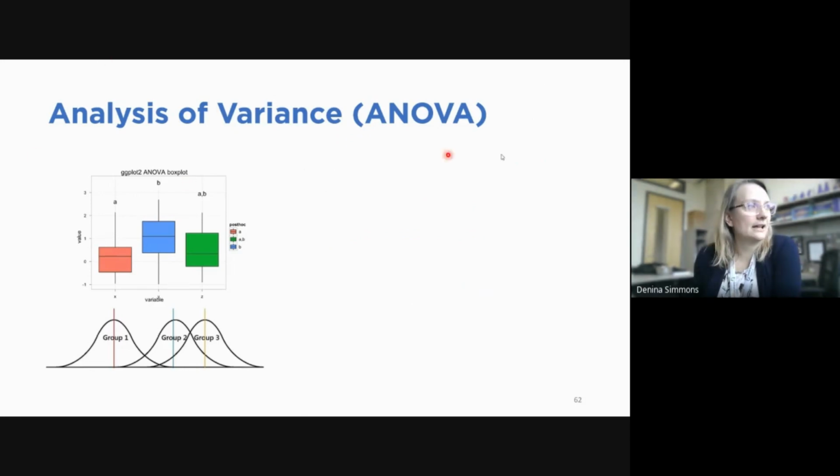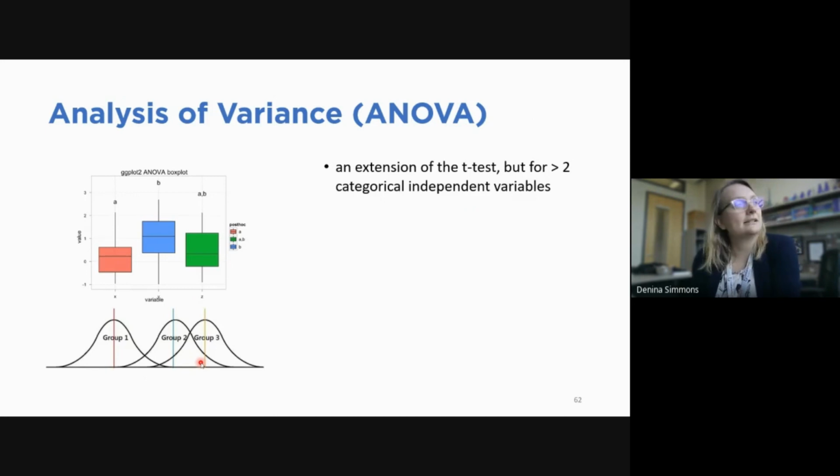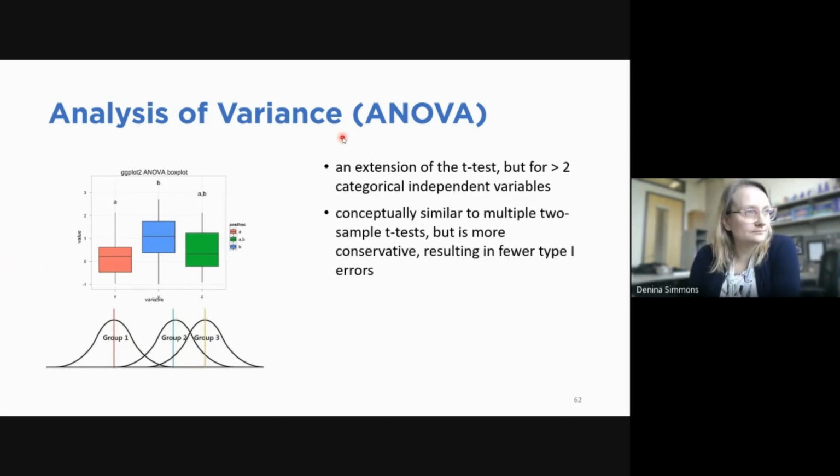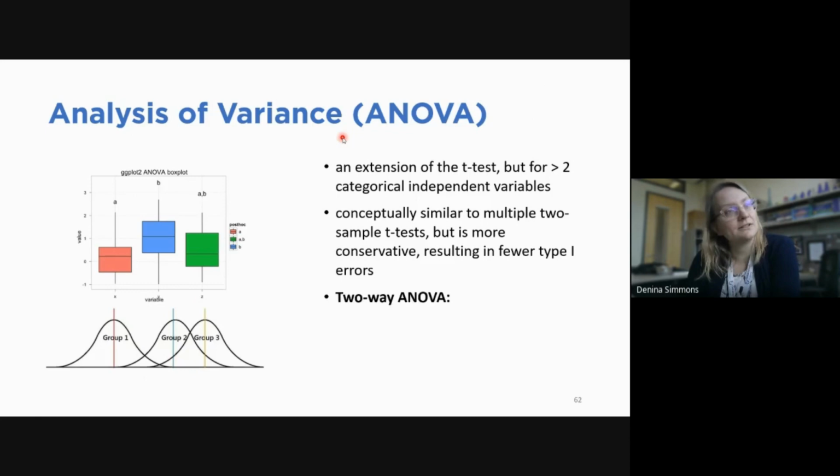Similar to this, you can look at analysis of variance, which is sort of similar to the t-test, I guess, but with more than two groups. So now we're looking to see if the distribution means are significantly different. And where distributions overlap, sometimes there's no appreciable difference between the means and they could be the same. And this all depends on the variation in your data set. So that's why it's called the analysis of variance. All right. So conceptually, it's similar to multiple two-sample t-tests, but it's more conservative and it's supposed to result in fewer type 1 errors.